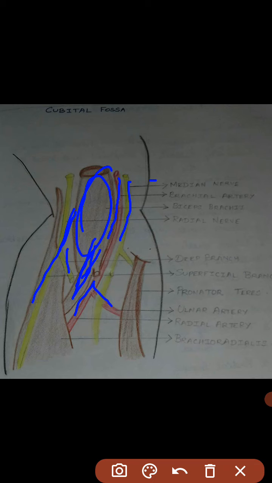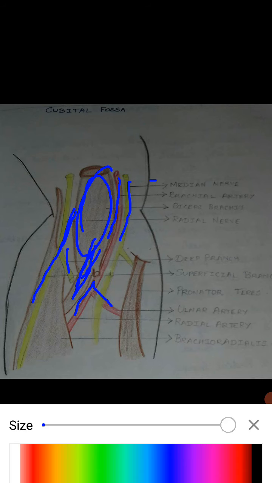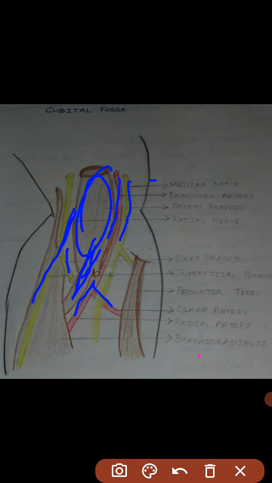First, median nerve. This is the median nerve. So this median nerve gives branches to flexor carpi radialis, palmaris longus, flexor digitorum superficialis, and this median nerve leaves the cubital fossa by passing between the two heads of the pronator teres.